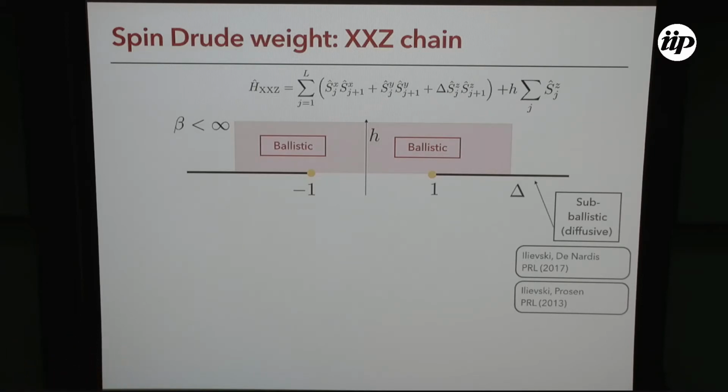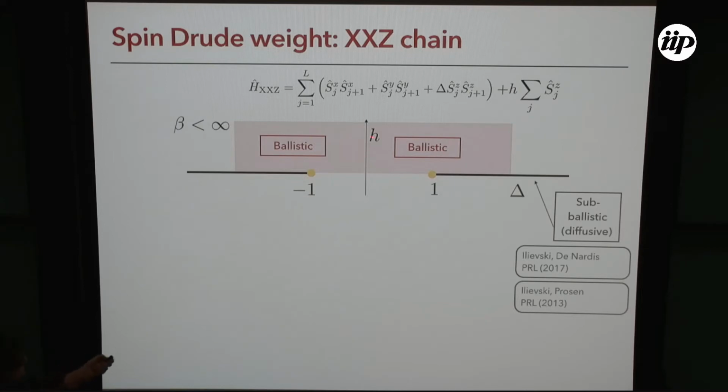This is an integrable model in the sense that it has some ballistic propagation. Okay, so now you can do this kind of phase diagram as a function of delta. Delta is the interaction, or if you want, the anisotropy, and H, which is the external field. Whenever H is non-zero, you are breaking the spin flip symmetry, and you always have ballistic transport. So in a sense, the spin current is ballistic. The system is a superconductor.